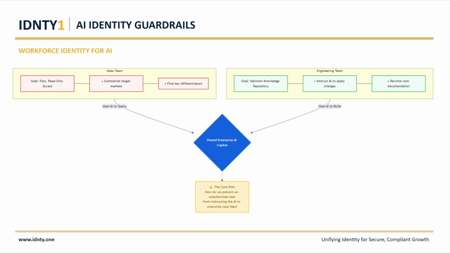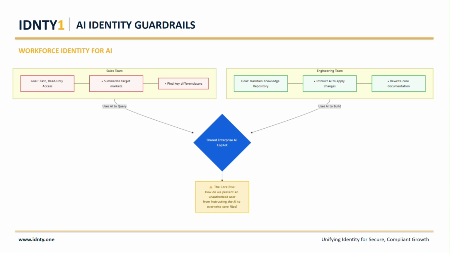Let's take a very common example in an enterprise scenario. You have a sales team that wants to use AI to quickly read and summarize corporate data. They want the AI to answer questions like, what is our key differentiator over our competitors? Or what markets and segments are our core target audience? You need fast, read-only access to massive amounts of internal knowledge.